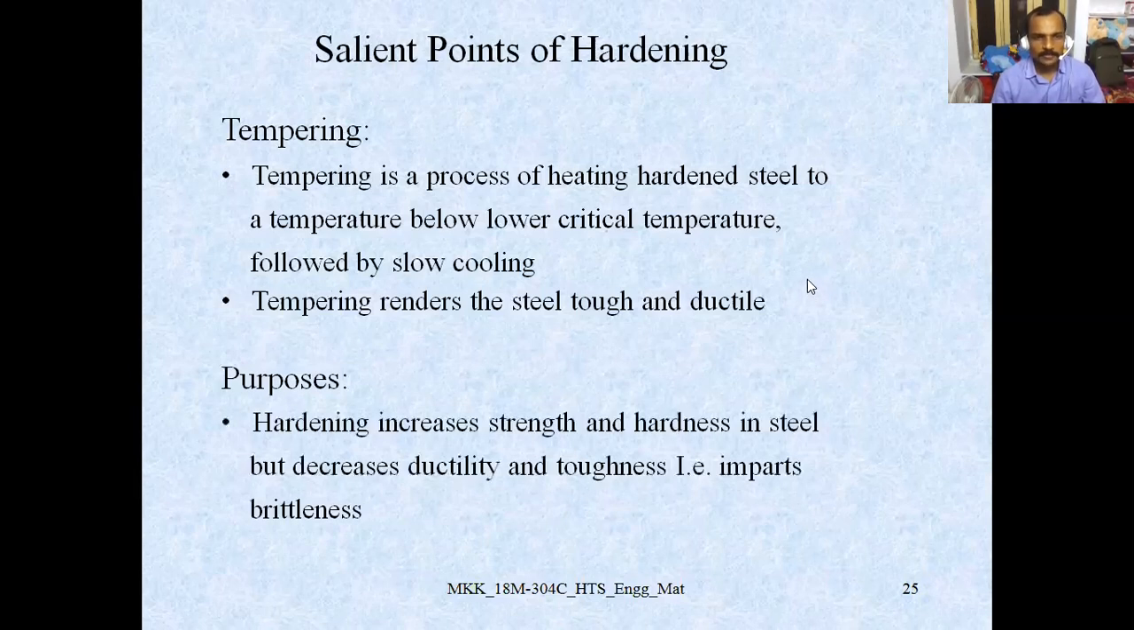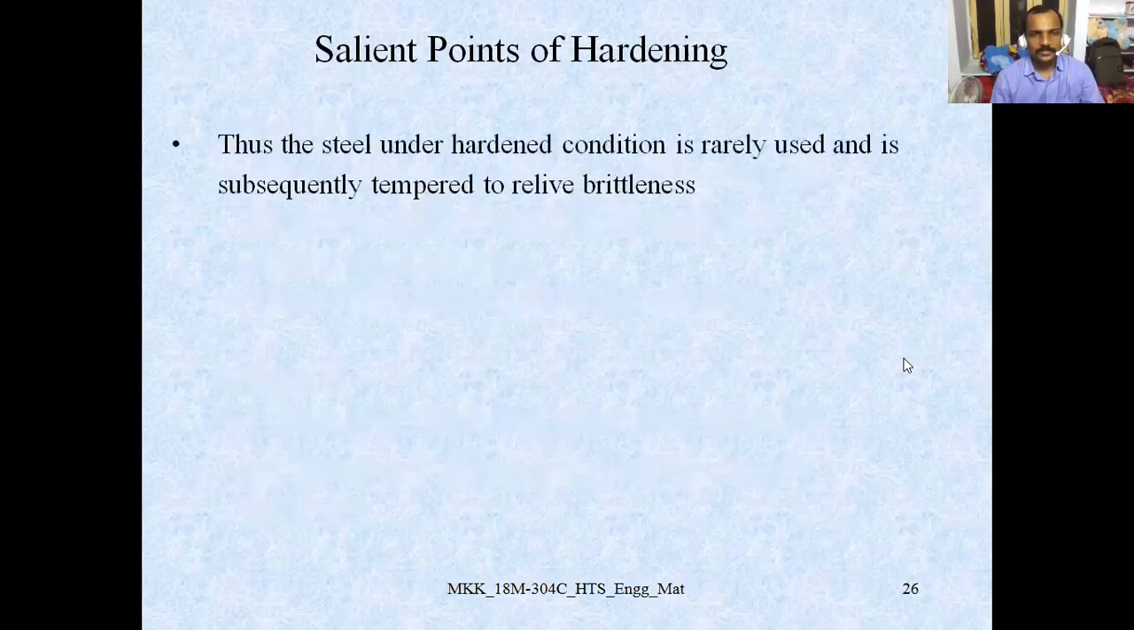Next, what is the purpose of tempering? We have discussed the reasons. Hardening increases the strength and hardness of the steel, but decreases ductility and toughness. That is, it imparts brittleness. So in order to reduce this brittleness, we use the tempering process. Even for steel in a highly hardened condition, to relieve the brittleness, the tempering process should be performed.